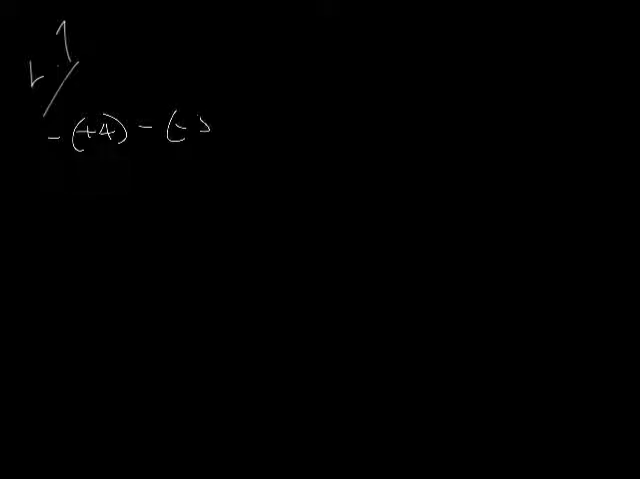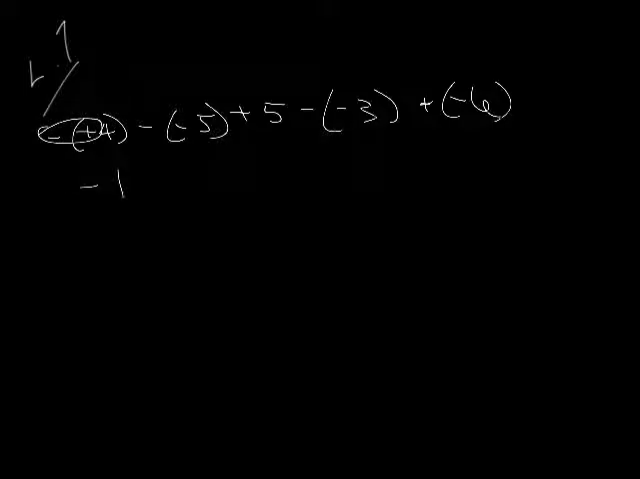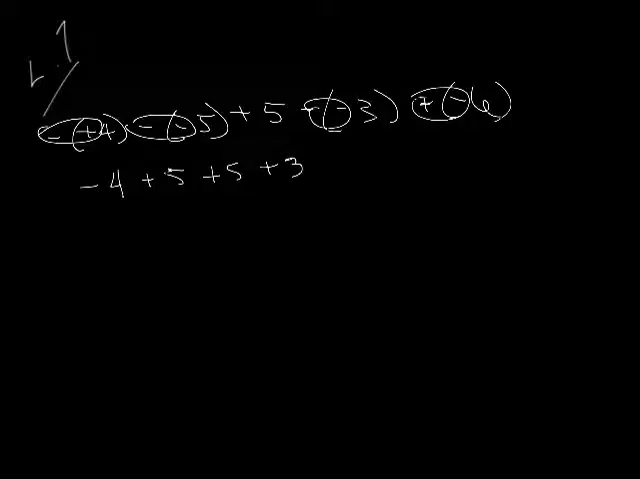minus negative 5 plus 5. All right, so that is one of those more difficult expressions. So a negative and a positive are a negative, so we can just take that and make it a negative 4. 2 negatives is a positive. 2 negatives is a positive. A negative and a positive is always a negative.